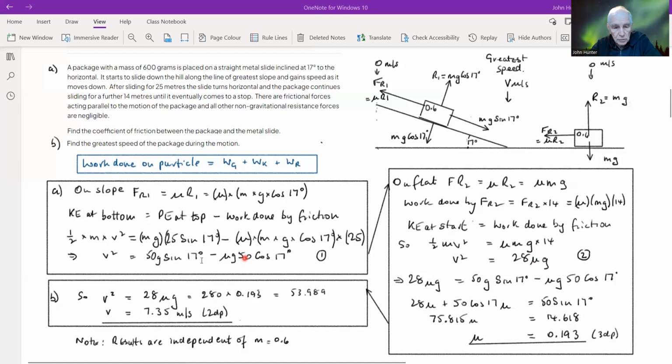One thing perhaps we might note here is we've not multiplied anything by 0.6, the mass of the package, because every force and therefore every item of energy or work in there has got it in there, and they just cancel out. So this is actually independent of the mass of the package, which is interesting.